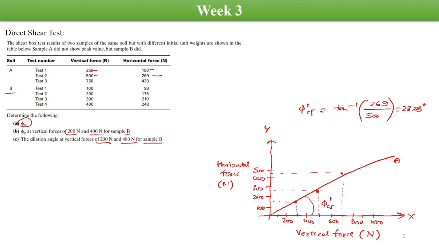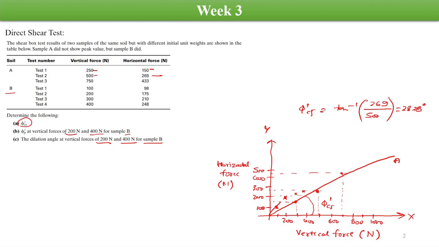Okay, so for soil B, the first test shows the vertical stress value of 100 and the horizontal stress 98. So that's going to be somewhere at this point, right? I'm denoting it with a small cross. And for test 2, it's going to be 200 by 175. Okay. And for test 3, it's 300 to 210, a little about 200 here. And for the fourth one, it's going to be 400, corresponds to 248. So somewhere here, that's 269 and below that one.